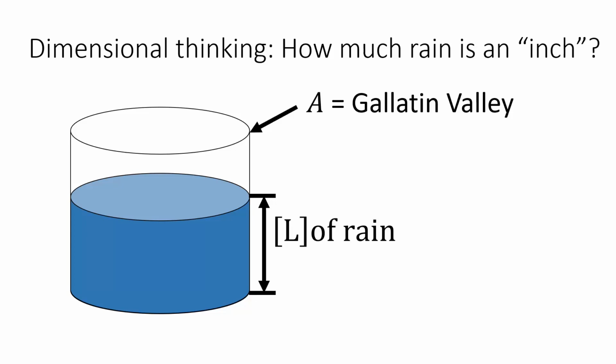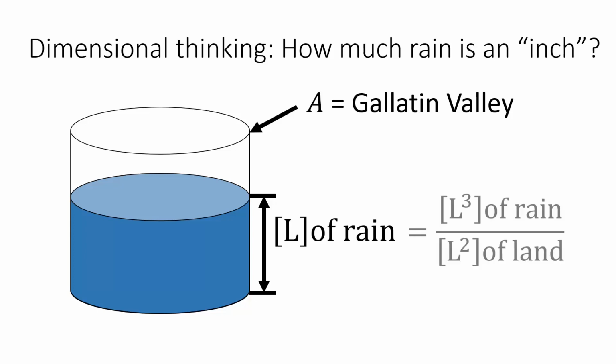So that's what the depth is, but remember that that depth is just one component of a volume. That one L is one of the three L's making up the length cubed. So we can rewrite this with some algebra saying, well, that depth is actually a volume of rain, a total volume of rainfall, divided by some square L, square length, some area of land.